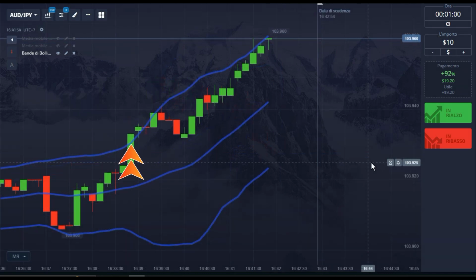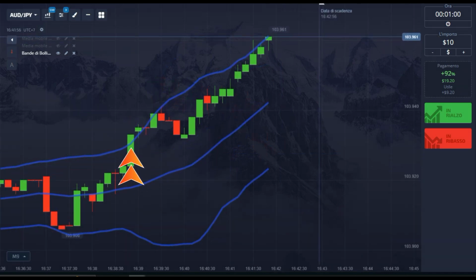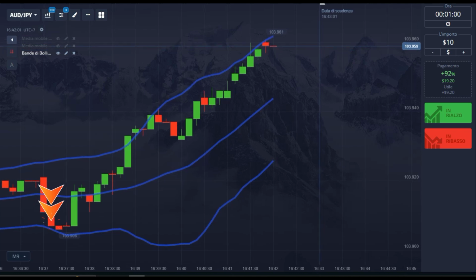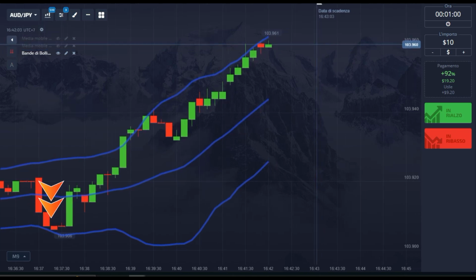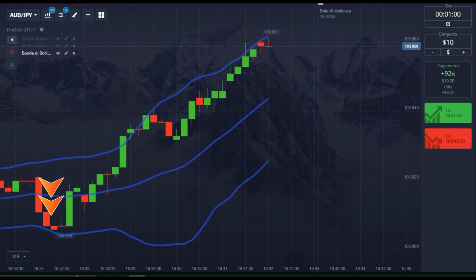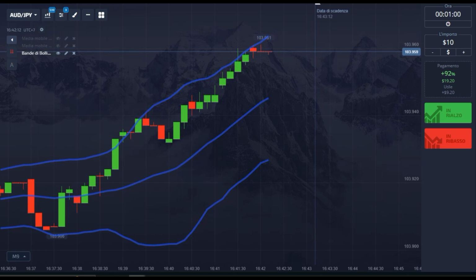When the price of an asset approaches the upper band, it may be considered overvalued, while when it approaches the lower band, it may be considered undervalued. However, it is important to note that Bollinger Bands do not provide trading signals on their own, but should be used in conjunction with other tools and strategies to make informed decisions.